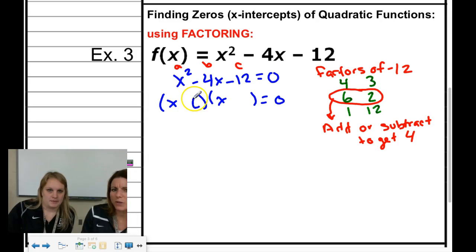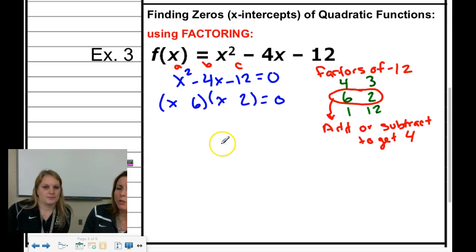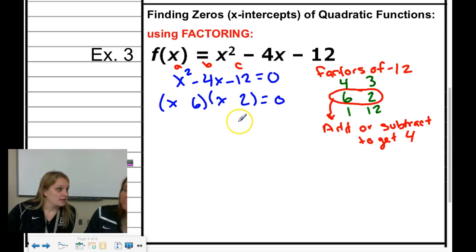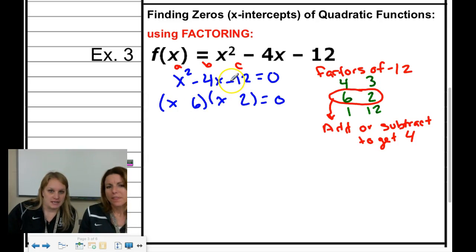Don't worry about the signs right now. We know they multiply to 12 and they have a difference of 4. Now we have to decide which one gets the plus and which one gets the minus. If we multiply two numbers together, one has to be positive and one has to be negative to get a negative 12. But if we want a negative 4, that means our bigger number has to be negative. Exactly. And it's done.